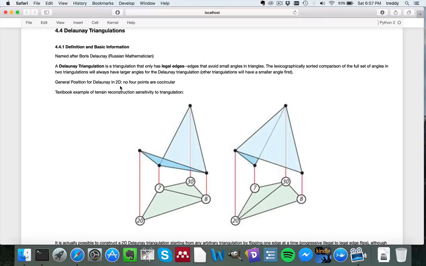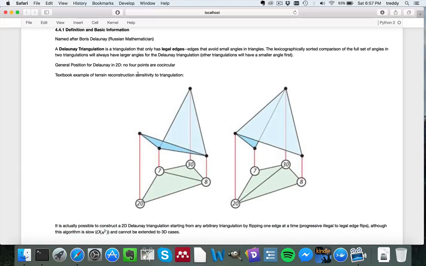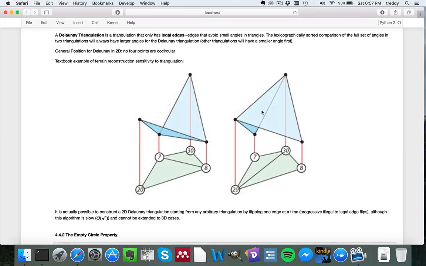General position for Delaunay in the plane, so in 2 dimensions, is that no 4 points are co-circular. So if you were writing your custom algorithm, you would definitely want to check your input data for that, because you could otherwise end up with problems. This is from the textbook I mentioned before, de Berg and O'Rourke, and they were trying to demonstrate the massive impact that you can have as a result of triangulating in one fashion versus another on the resulting terrain. So we have a valley using the Delaunay approach and a mountain using the non-Delaunay approach.